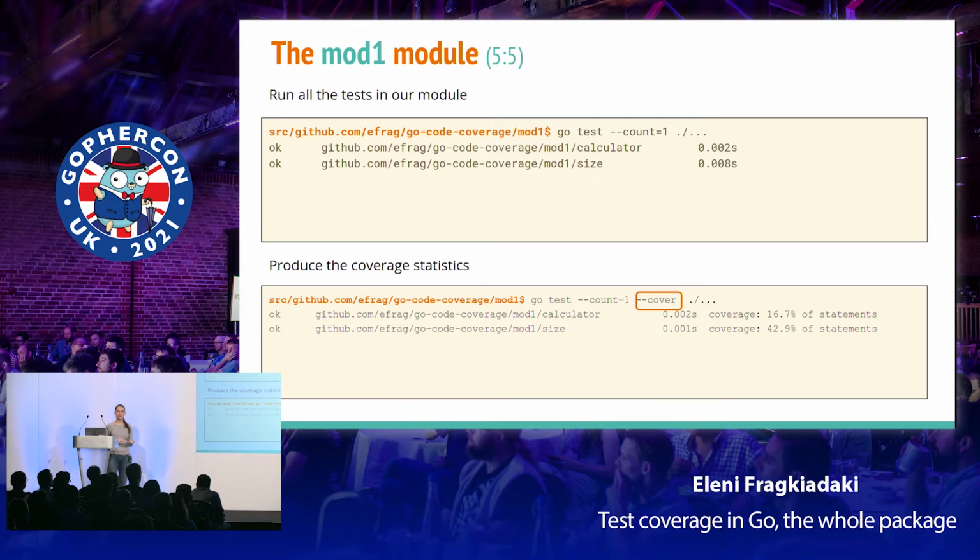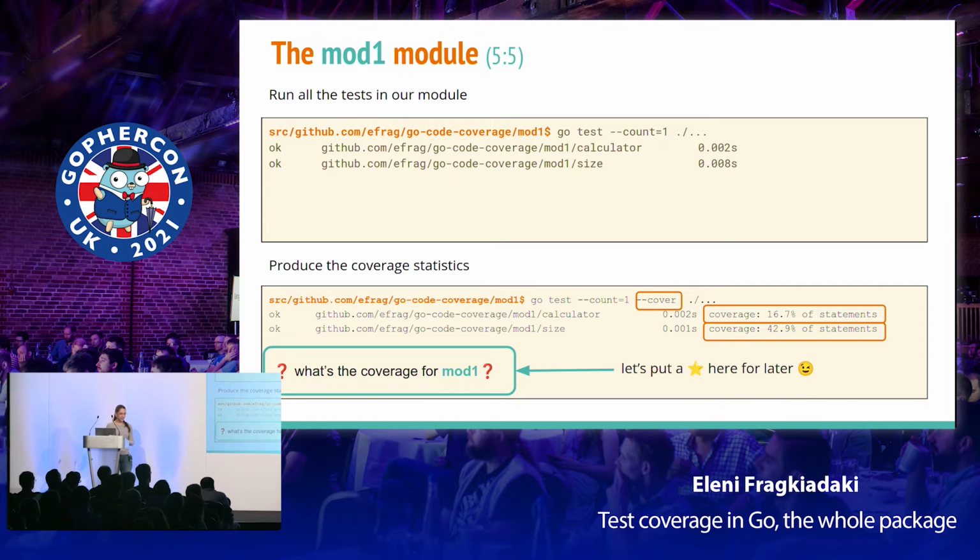So go test --count=1 --cover, and everything else after that. It's going to do the same thing as before, run the tests, but it's also going to append the coverage percentages for each of the packages. So you can see here that our size package has a 42.9% coverage, whereas our calculator package has a 16.7% coverage. Pretty cool and simple, right? Just by adding --cover, you can clearly see where you have written tests, where you still have a way to go if you'd like to have increased confidence in your calculator package, for example.